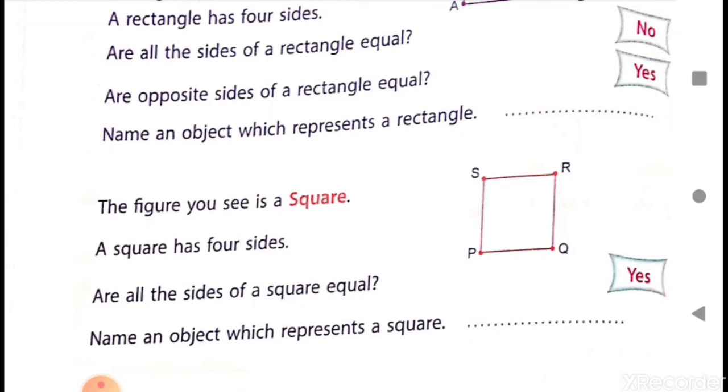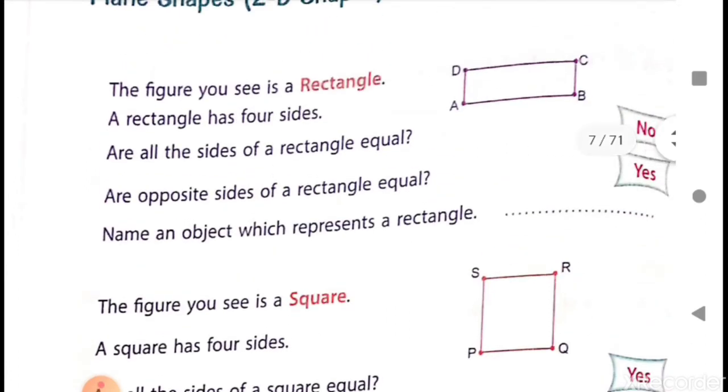Okay? And in a square also the 2 lines meet at one point. PQ and QR, these 2 lines meet at the point Q. Then lines QR and RS meet at point R. Then line RS and SP meet at point S, and line SP and PQ meet at point P. Okay. So a square also has 4 sides, but in a square all the 4 sides are of same length. A square also has 4 sides and 4 points, and a rectangle also has 4 sides and 4 points.